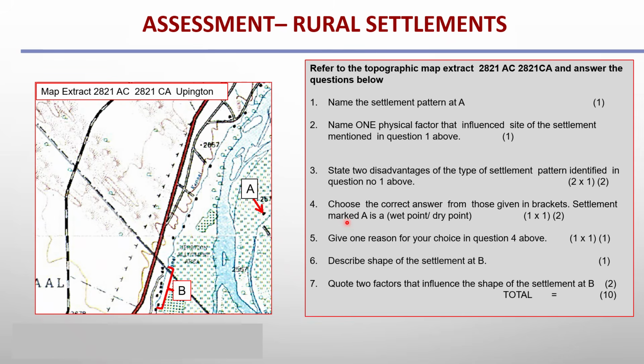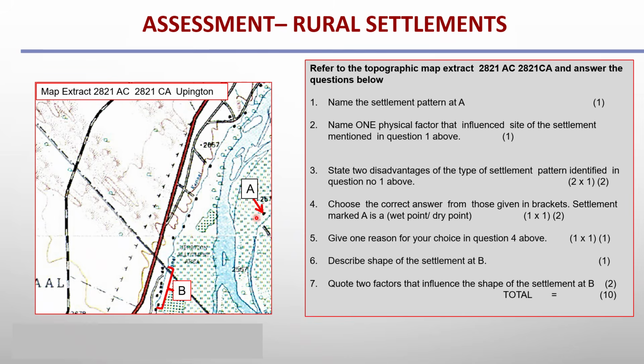Choose the correct answer from those in the bracket. Settlement A is a wet point or a dry point. You can see settlement A is next to a water source. There's a river here. So settlement A has to be a wet point. It is next to a wet area, so it's a wet point settlement. Give one reason for your answer. It is located close to a river.